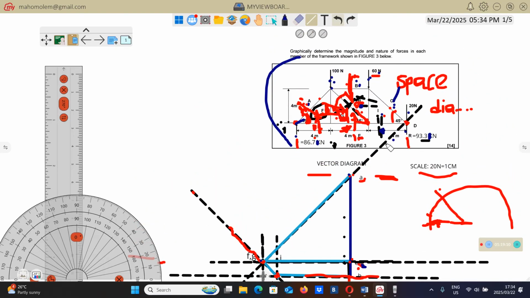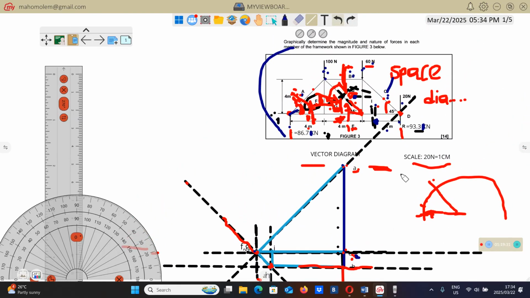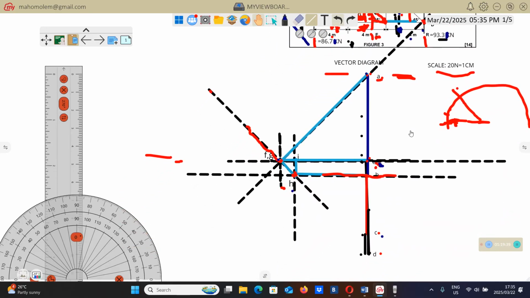From here, let's go to this member here, which is between H and I. So I'm going to join H and I. H and I join. From there, let's go to this member here, between E and I. E and I, they're already joined. Between E and I, there is already a solid line.